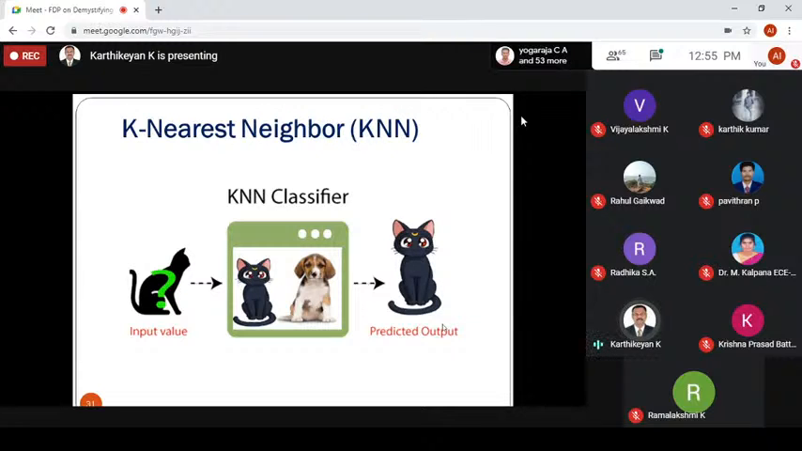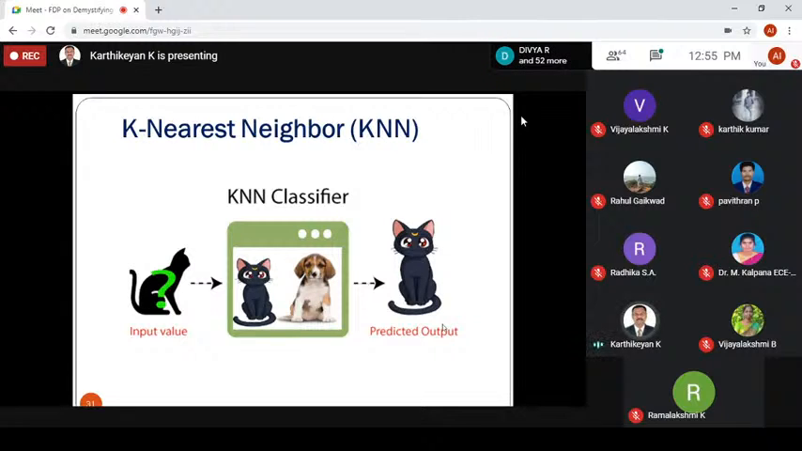The K nearest neighbor, KNN model, is a supervised learning algorithm. Here, the classifications are done. Say, for example, there is a data set consisting of cats and dogs. Now you are giving one input value. The classifier is trained to classify the cat as well as the dog into two separate groups. So you give a cat picture to it and the classifier will produce the output as a cat, or I can say it will put this input data into the cluster of cats. This is the basic idea behind the KNN classifier.